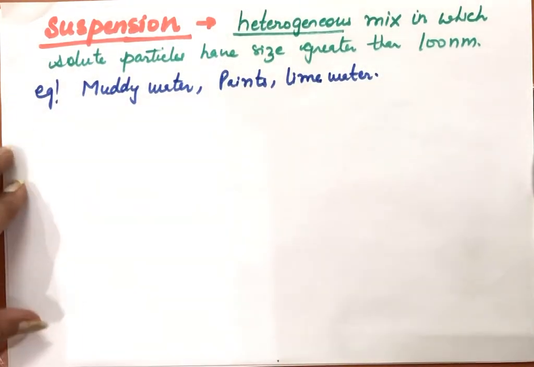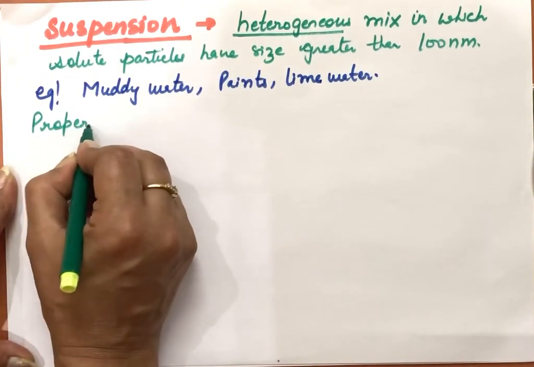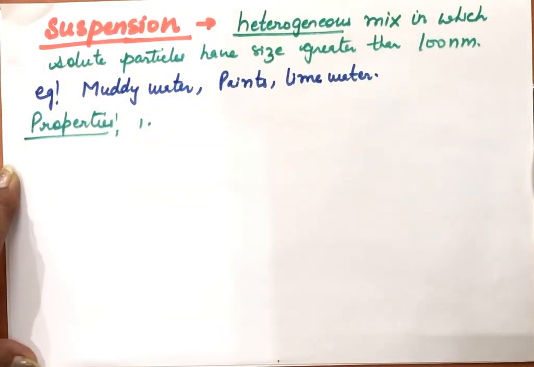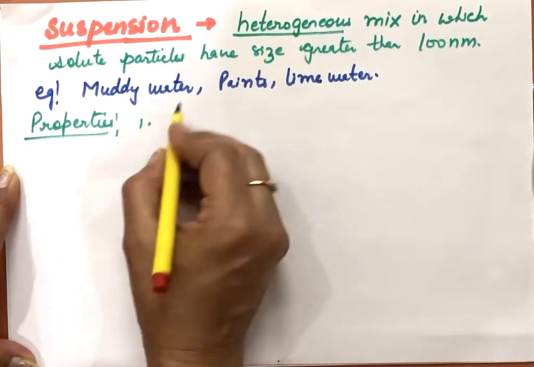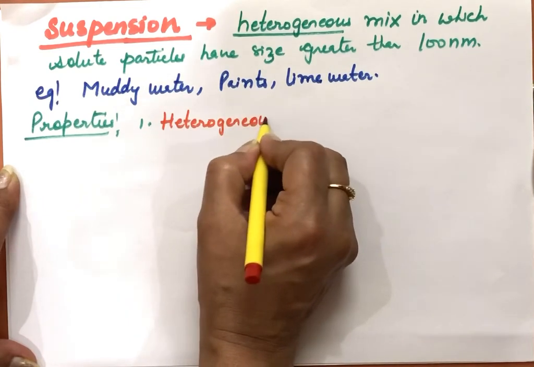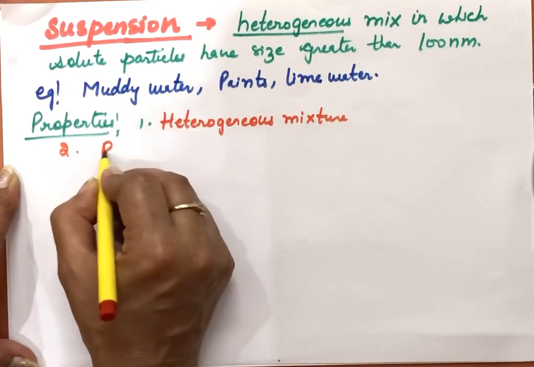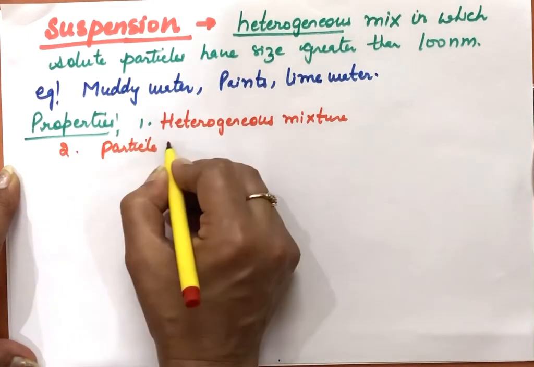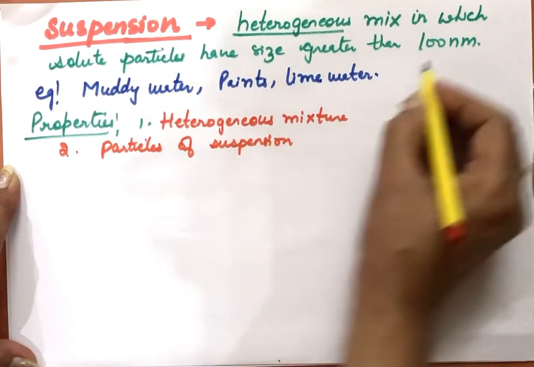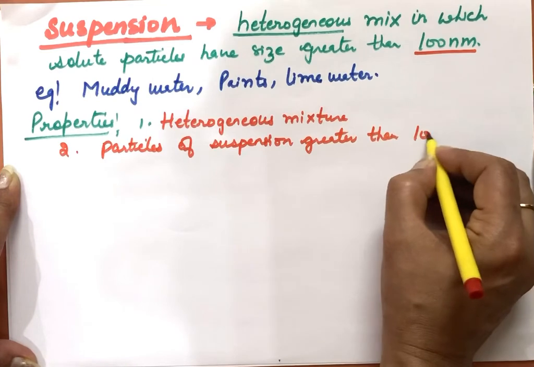After doing the suspension and its examples, we are doing some properties of suspensions. In the properties of suspension, we can mention one thing, that it is heterogeneous in nature. First characteristic is it is a heterogeneous mixture. So heterogeneous means the components don't mix up uniformly. Second characteristic we can write is particle size is big. And how much have we mentioned here? Particles of suspension are greater than 100 nanometer.